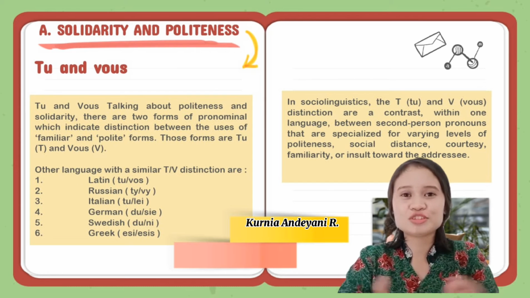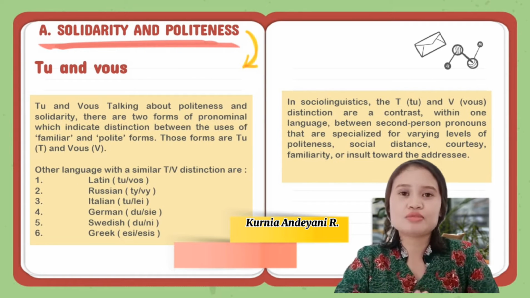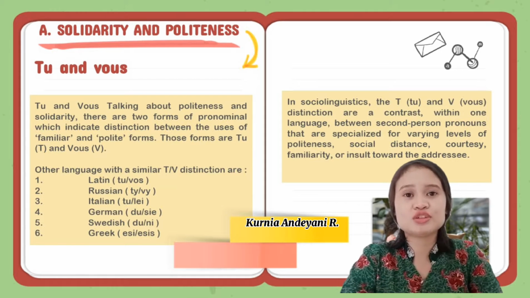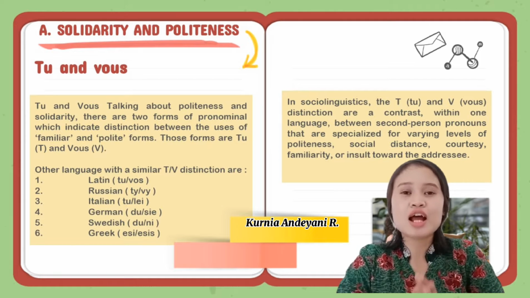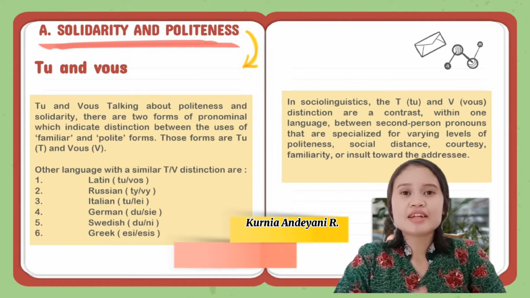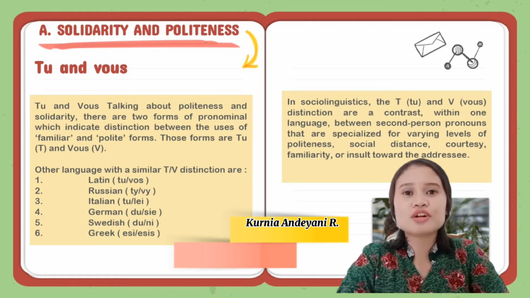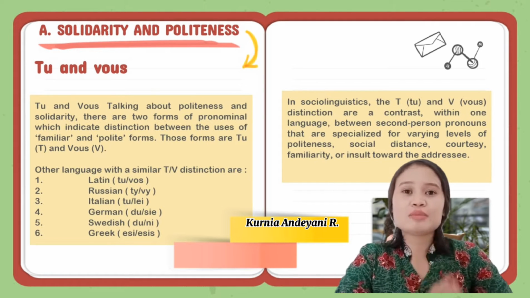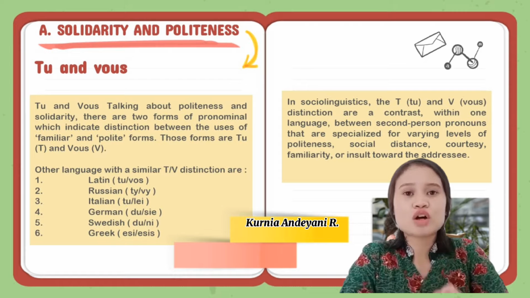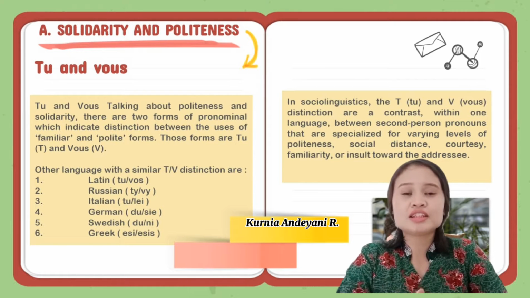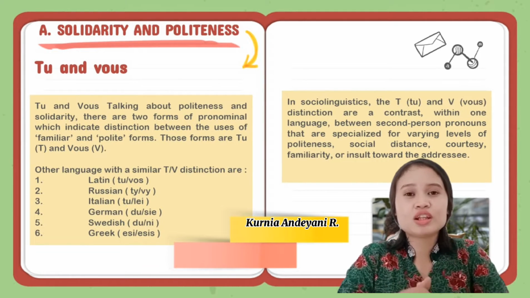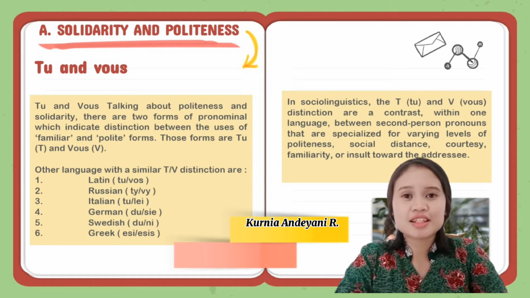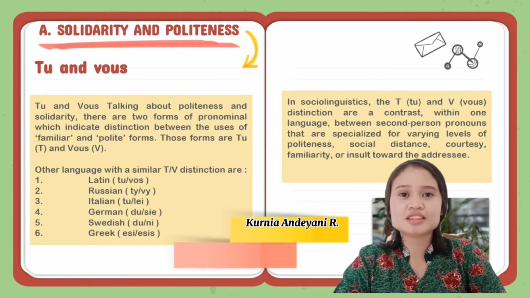Everyone, for the first, let me introduce our members from Group 9. My name is Kurnia Andeyani R, the first speaker, and at the same time we will open the discussion about solidarity and politeness, and acting and conversing. My part is to explain T and V, which is one of the parts in the solidarity and politeness material. The next material, acting and conversing, will be discussed by Jumarlina as the second speaker and Dhea Shalsabila as the last speaker.